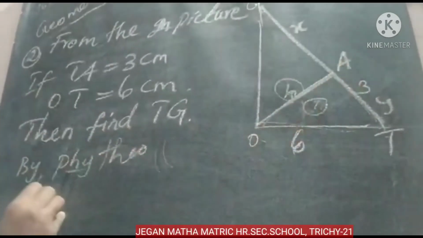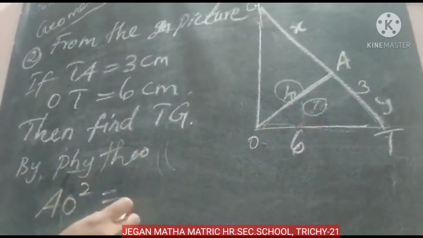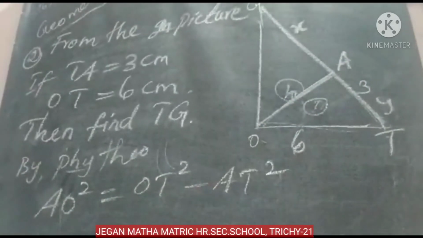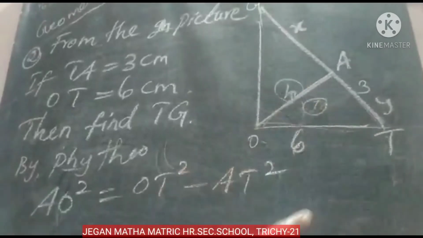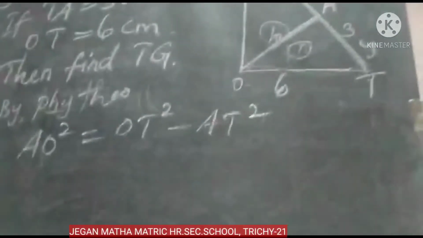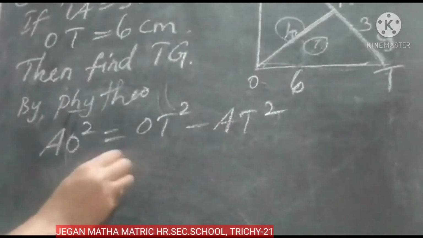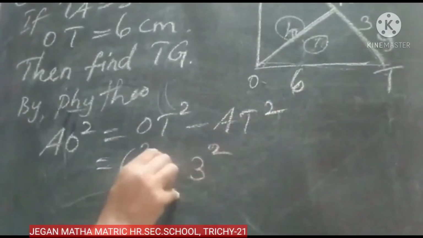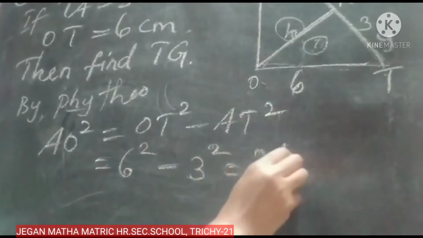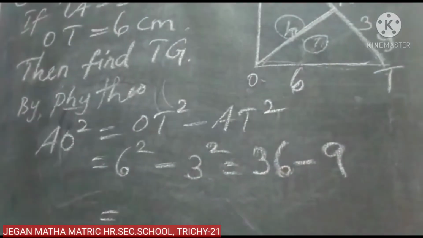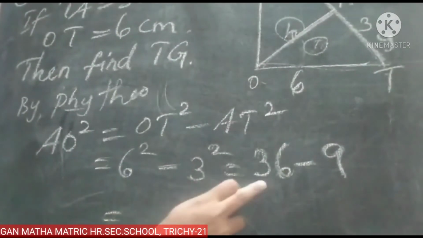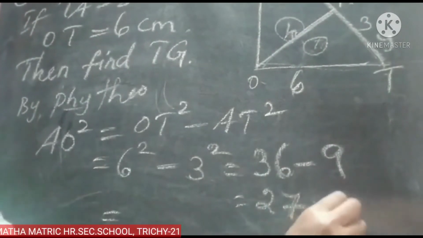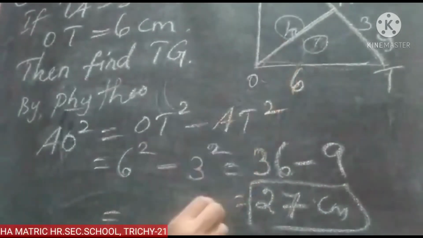So H is AO, that is AO square equals OT square minus AT square. OA square equals OT square minus AT square, by using the Pythagoras theorem. Then OT value is 6 square minus AT value, 3 square. So 6 square is 36 minus 9, that is equal to 27. So this is the value of h square.